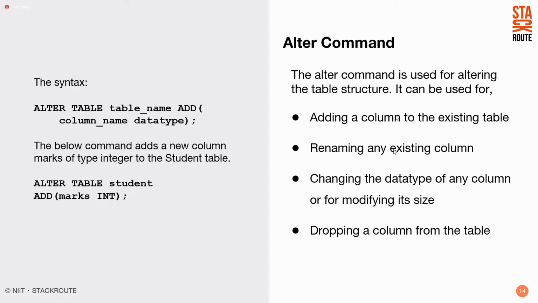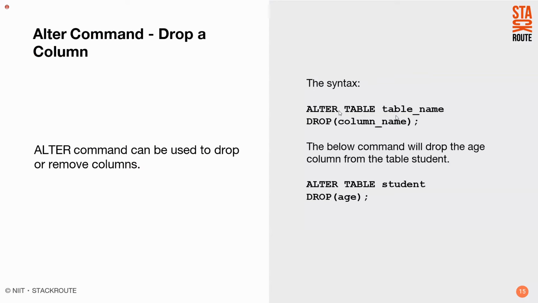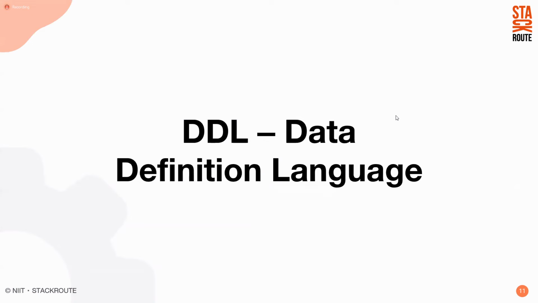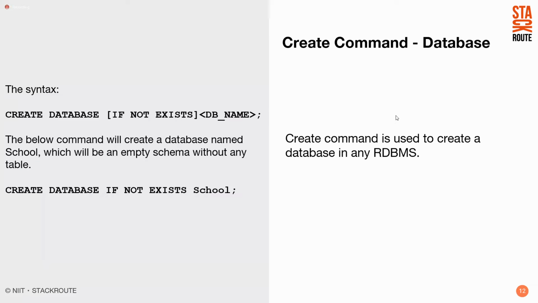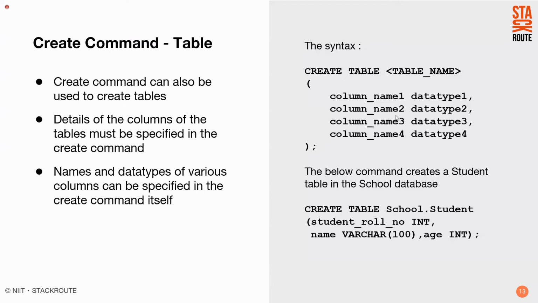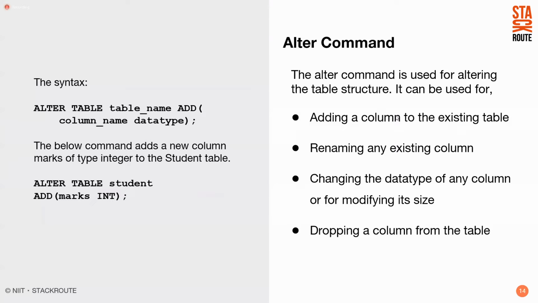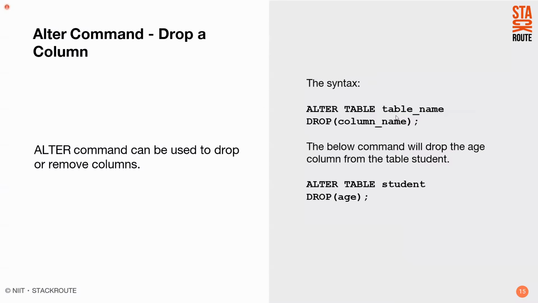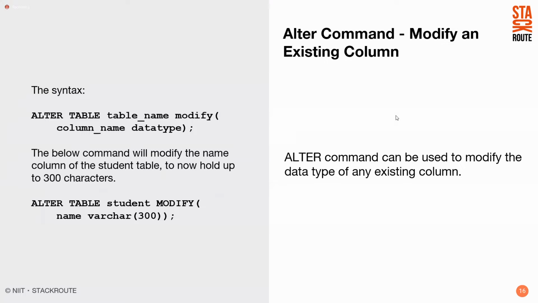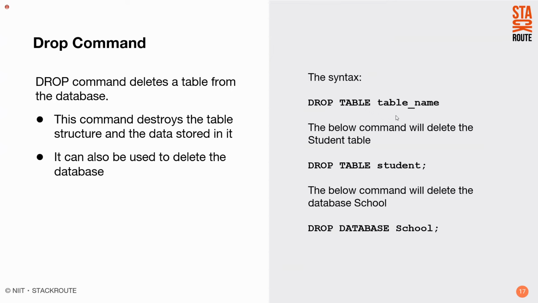Let's complete the last constraint. So we started with the DDL, starting from creating database, creating table, altering table, alter an existing table. Either we can add a column, we can rename a column, data type, or modify the size of the existing column, dropping a column. Drop command and truncate command will delete the table from a database.